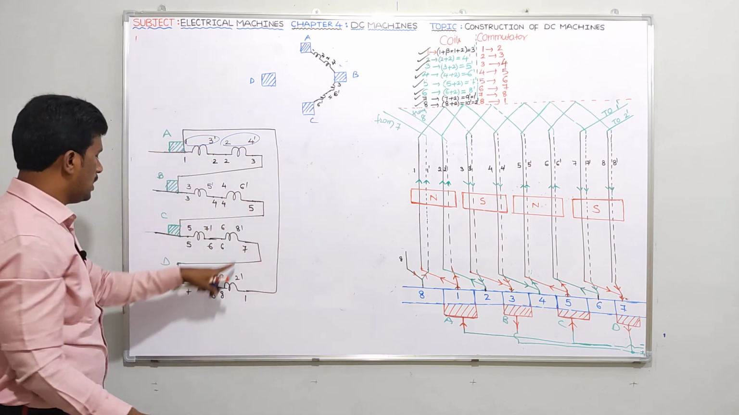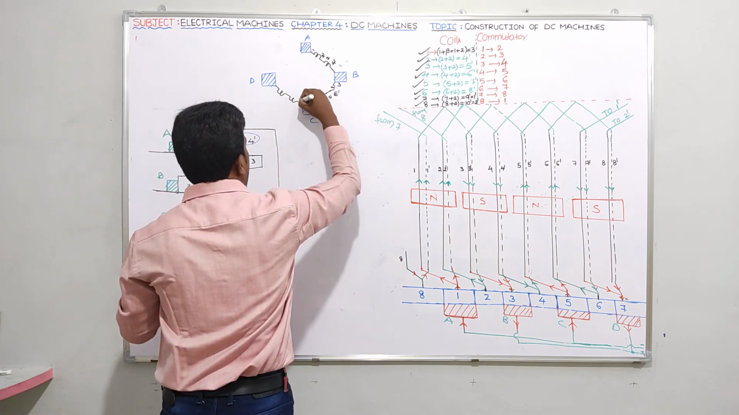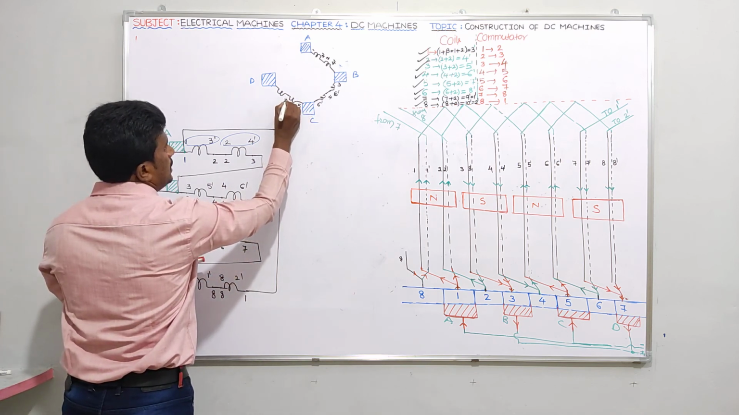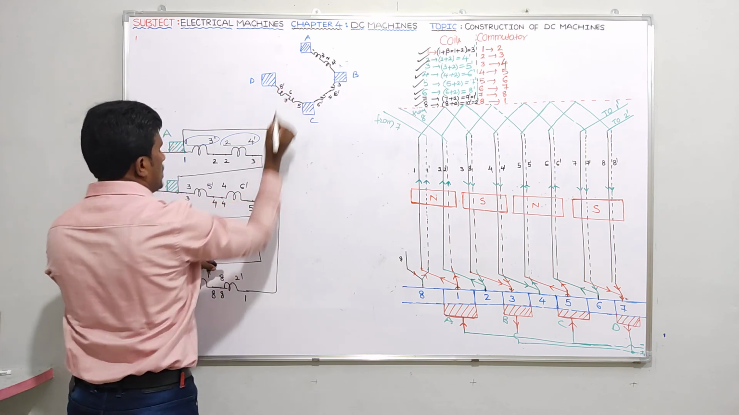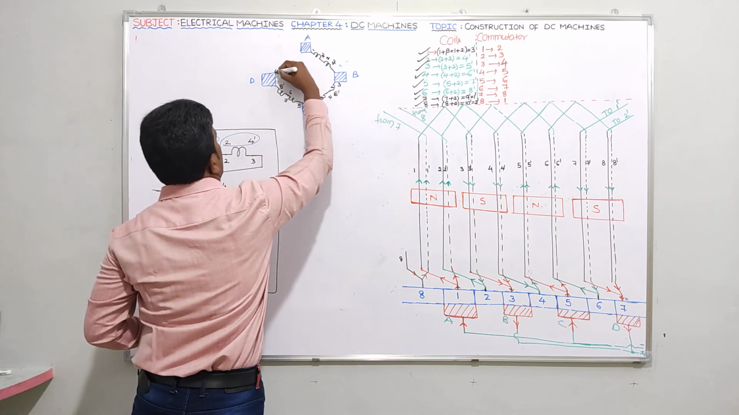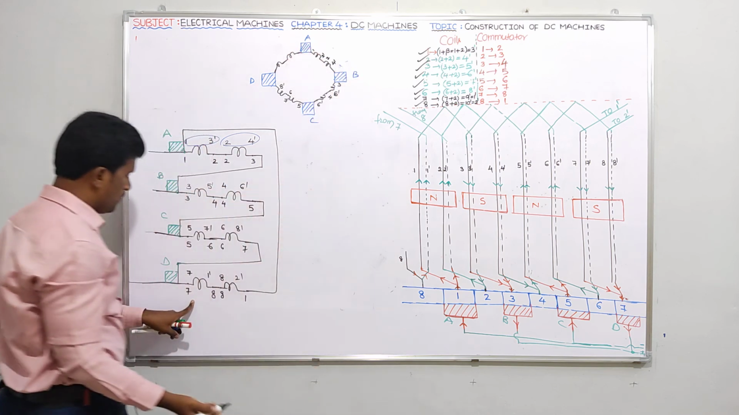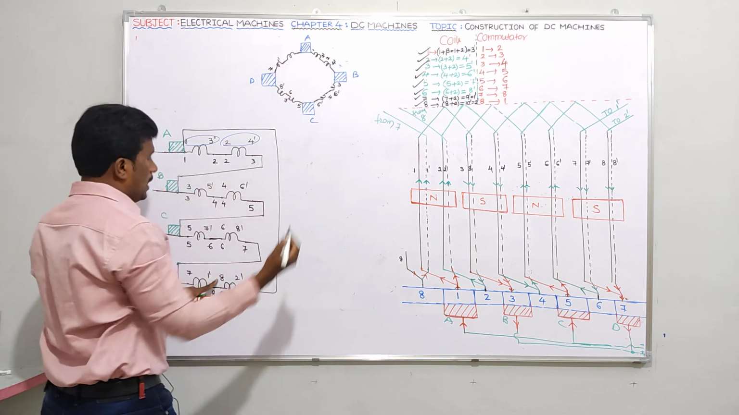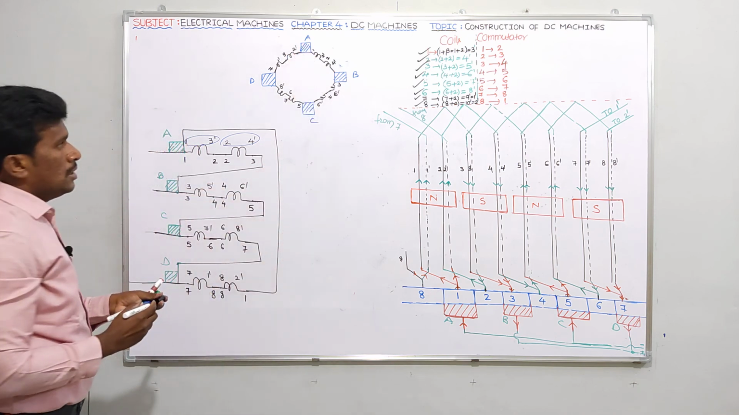Next, between C and D, 5 7 dash, and next, 6 8 dash. Then between D and 1, these coils I can see: 7 and 1 dash, and 8 and 2 dash. Is it clear, guys? Okay.